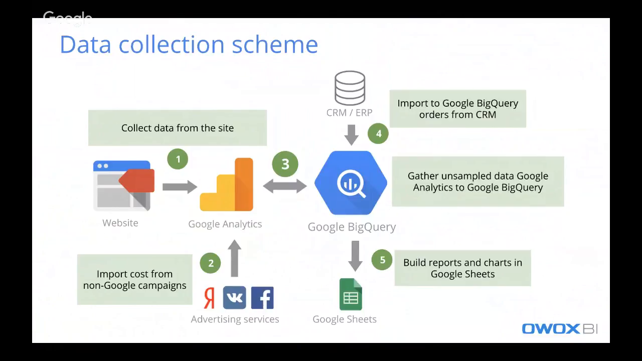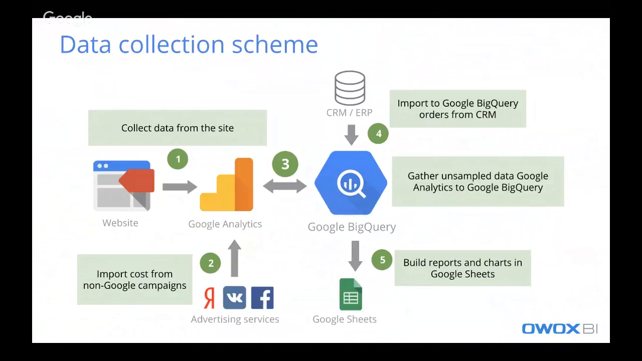After that, you should import costs from non-Google campaigns. You can also use OWOX BI pipelines to do this. If you want, you can also import orders from your CRM to Google BigQuery. If you need help with any of these steps, you can contact us using question@owox.com. So after gathering data in Google BigQuery, you can work with it using SQL queries.